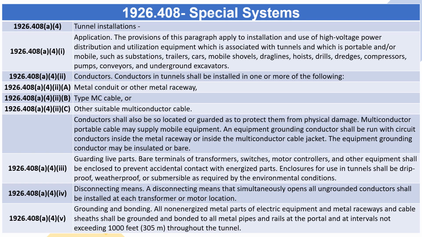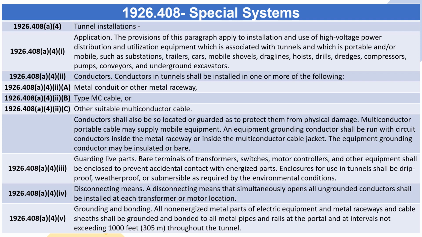1926.408, A4, Tunnel installations. 1926.408, A4, I, Application. The provisions of this paragraph apply to installation and use of high-voltage power distribution and utilization equipment which is associated with tunnels and which is portable and/or mobile, such as substations, trailers, cars, mobile shovels, draglines, hoists, drills, dredges, compressors, pumps, conveyors, and underground excavators.